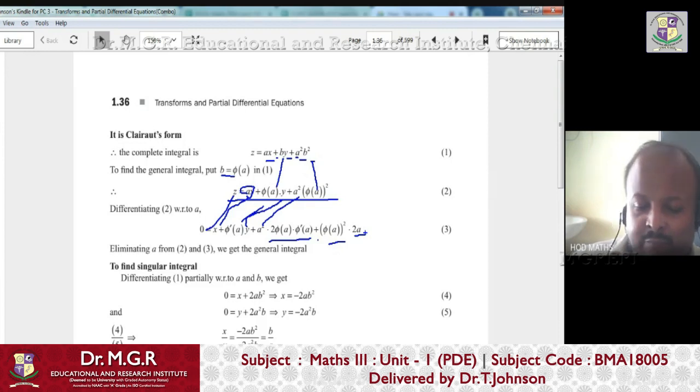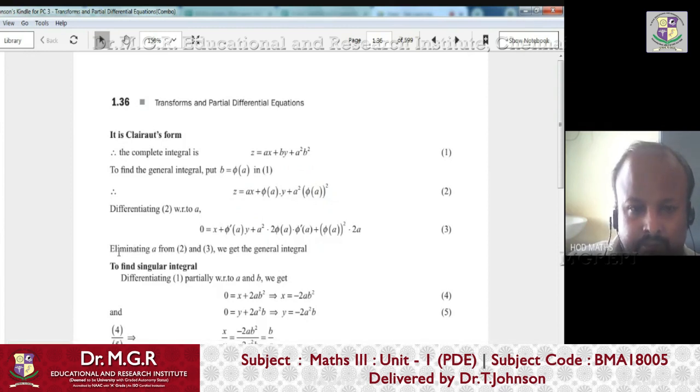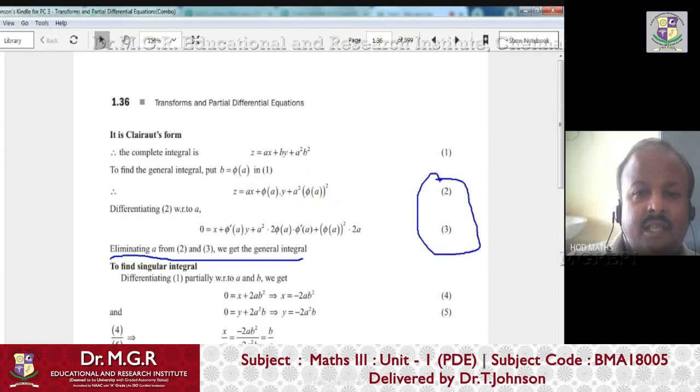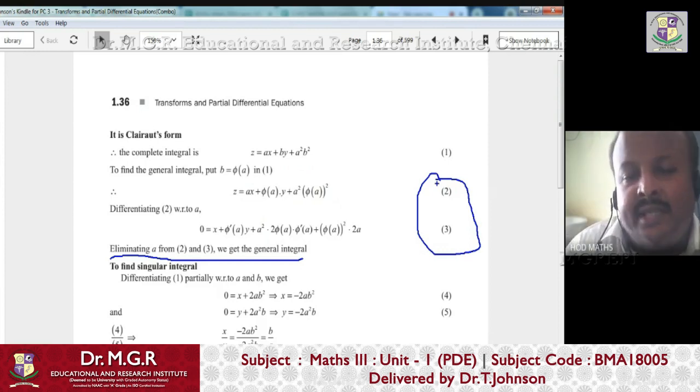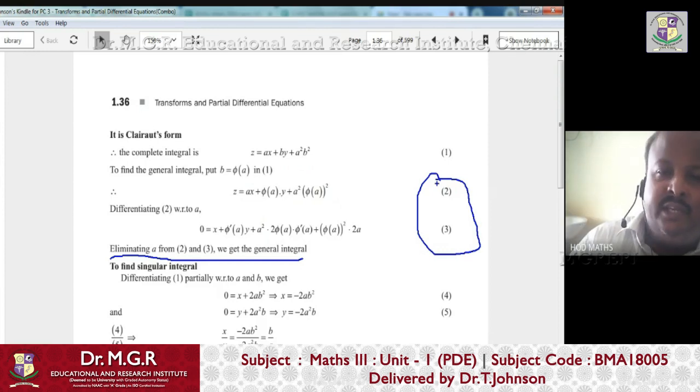After doing all these things, there is no need to solve hereafter. You just write this line: eliminating a between equations 2 and 3 gives the general solution. So in type 2, Clairaut's form, that is in the form of z equals ax plus by plus some function of a and b, finding the complete solution is very simple. For the general solution also, you write these two lines, then you will get the answer.